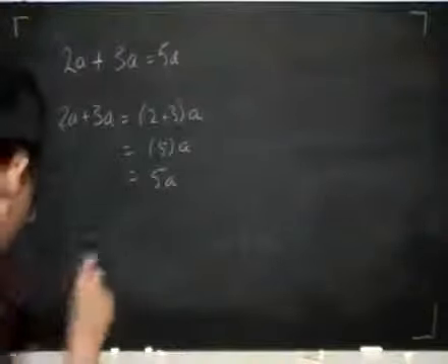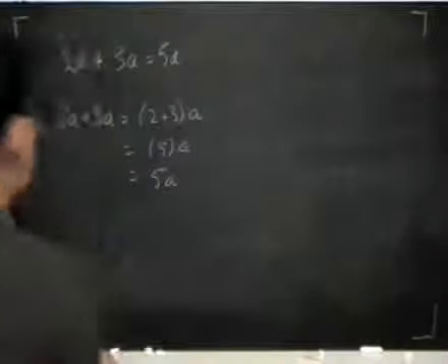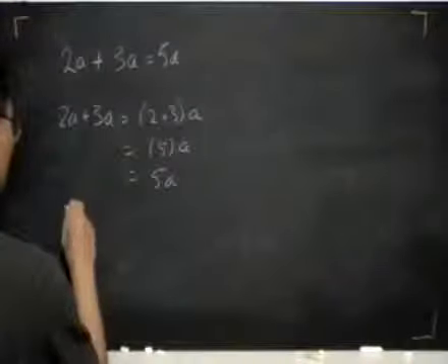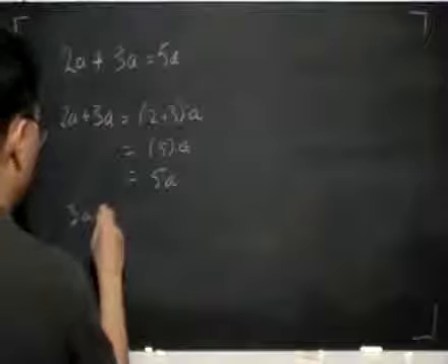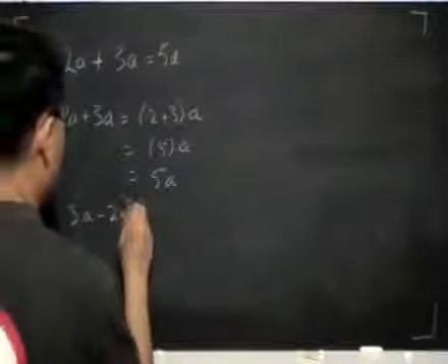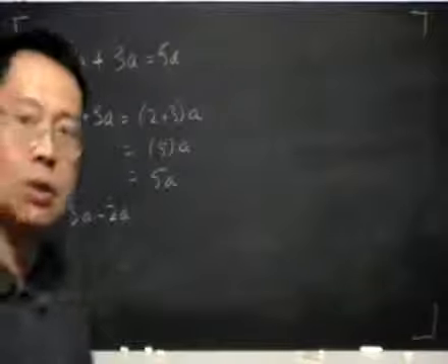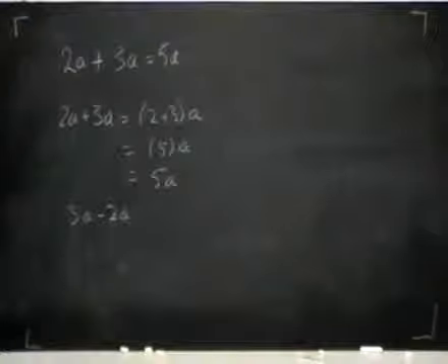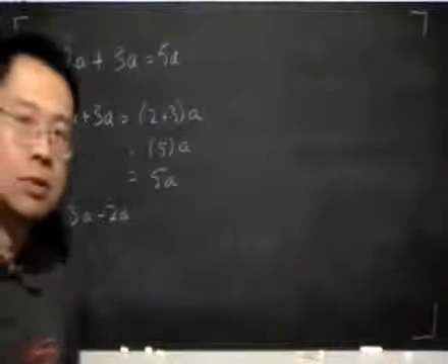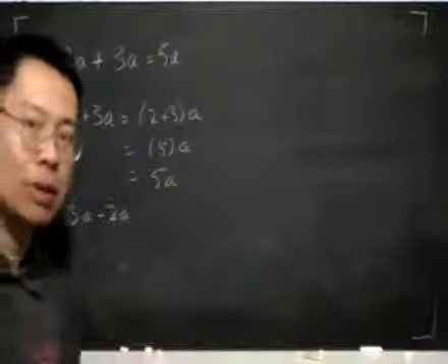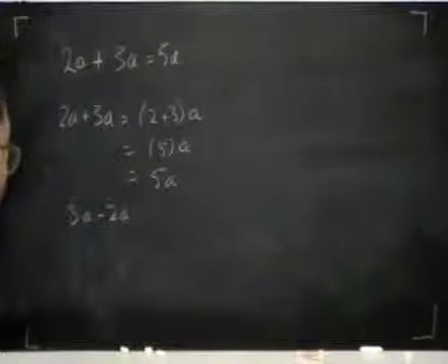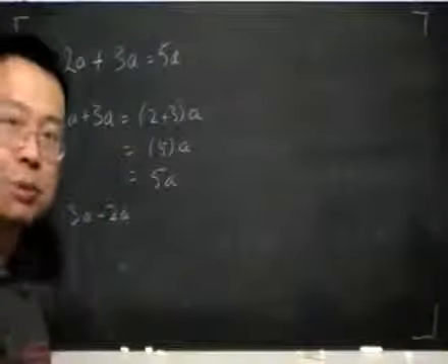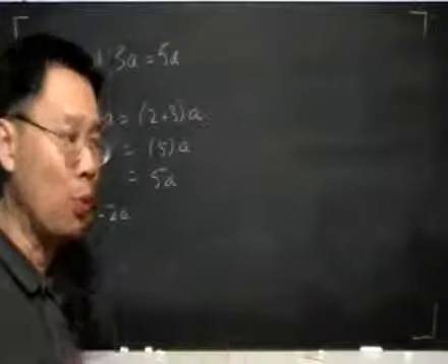Now let's take this one step further. Suppose now that instead of that we have 3a minus 2a. We have a minus sign now. We want to subtract the two terms. So using our apple method, if you think of this as 3 apples minus 2 apples, then you know what's the answer. It's just 1 apple.